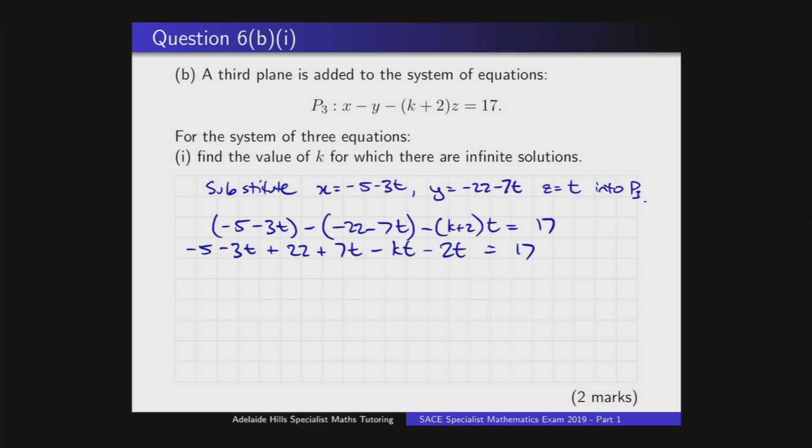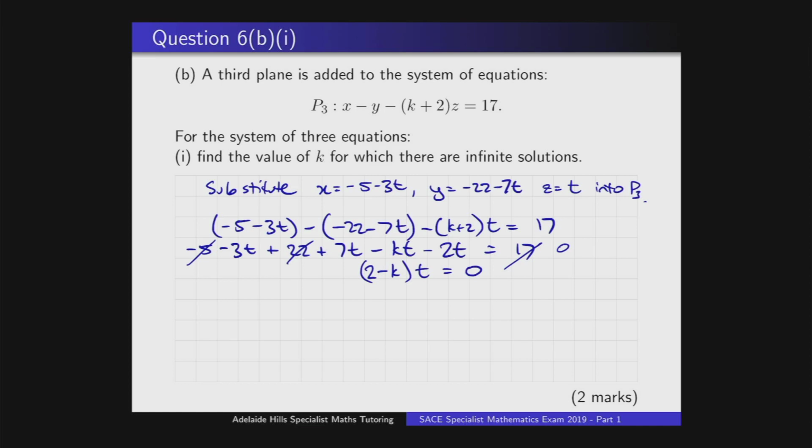You can see if you look at the units that don't multiply t on the left hand side, we've got 22 minus 5, and that's equal to 17. So they cancel. That becomes a 0 on the right hand side. And if you look at the t's, we're going to get 7 minus 3 minus 2, so altogether that's 2. And so it's 2 minus k times t equals 0.